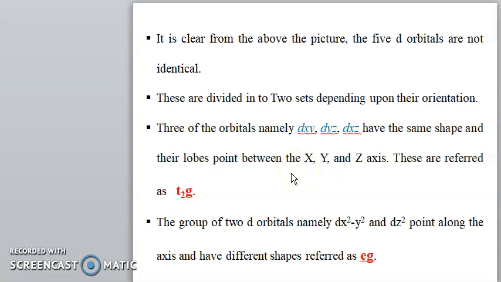You have to know the EG orbitals and T2G orbitals, because electron filling totally depends on these two sets. These five d orbitals are divided into two sets, the EG and T2G, and our electron filling is only in these two sets of orbitals.